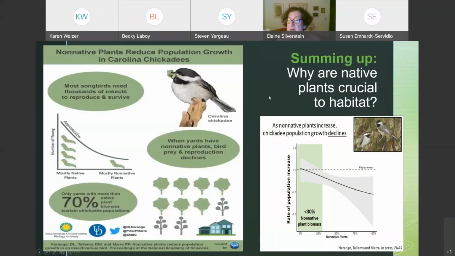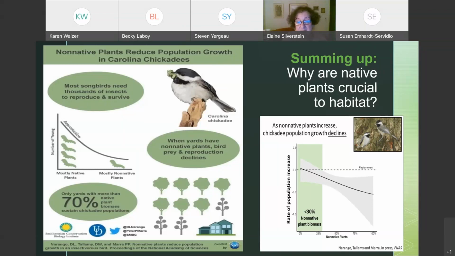Okay, so just to sum up, why are native plants critical to habitat? A lot of this research has been done by Doug Tallamy and his team. They actually measured the percentage of biomass that has to be native in order for one clutch of chickadees to be raised in a season. And it has to be 70% of the local biomass. In other words, the total weight of all the plants in a yard has to be native in order for one tiny little chickadee to be able to raise a clutch.